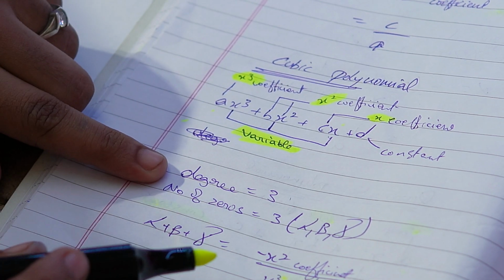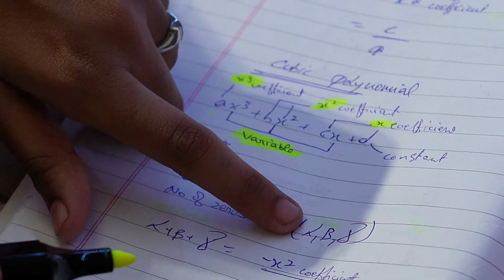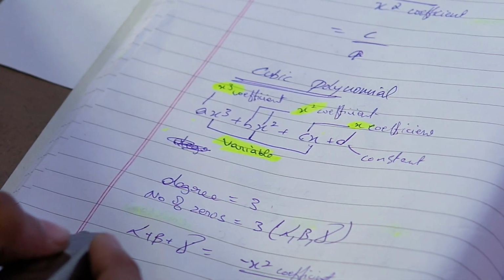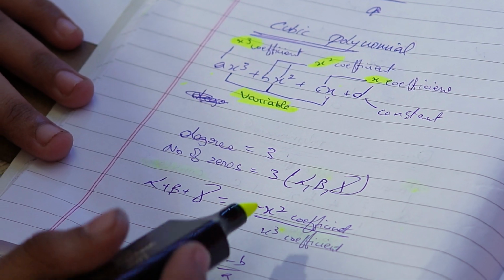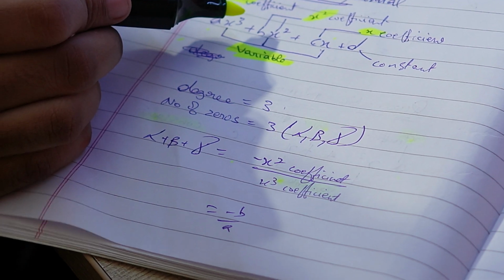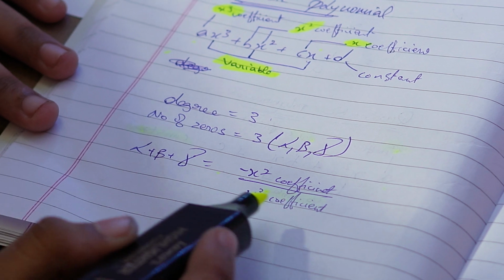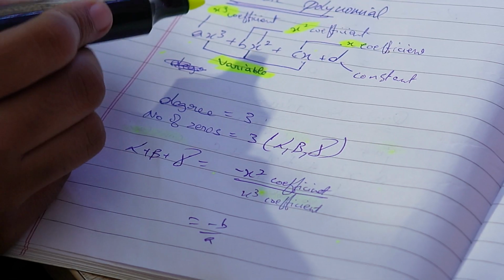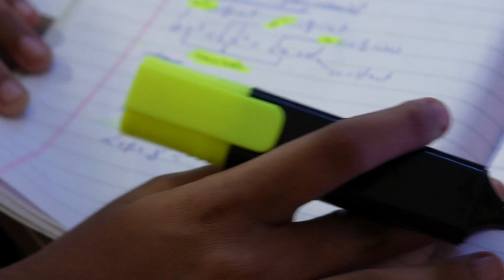And if the degree is 3, the number of zeros is also 3. So it is alpha, beta and gamma. Alpha plus beta plus gamma, which is the sum of zeros, is equal to minus x square coefficient. What is the x square coefficient? It is b. So minus x square coefficient by x cube coefficient is minus b by a, since the coefficient of x cube is a.